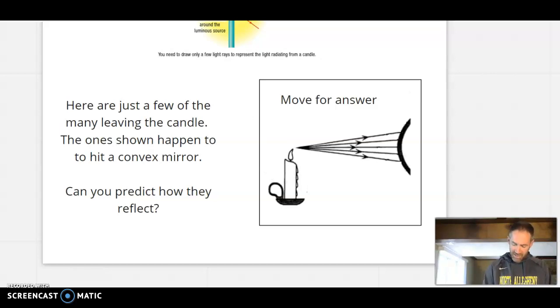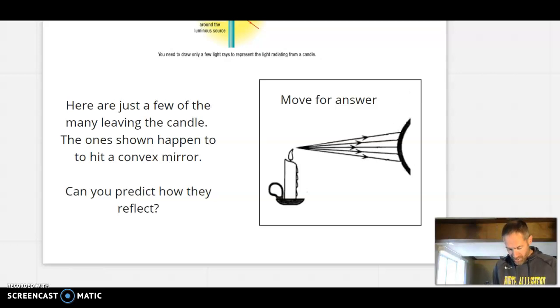Some of these light rays are hitting this convex mirror. Now, every one of those that hits that convex mirror is going to get reflected. Can you see how they would get reflected? Think about that for a second. Well, yeah, they would get reflected based on the law of reflection.